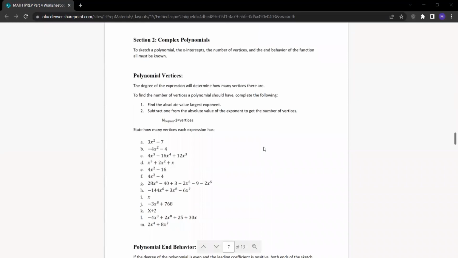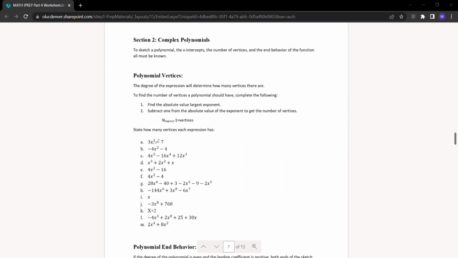Now we'll talk about complex polynomials. Complex polynomials have to do with our vertices, our end behavior, our x-intercepts, and graphing. To sketch a polynomial, you have to find all of those things. First we'll start with vertices. The degree of the expression will help determine how many vertices there are. Remember that the degree of an expression is the highest exponent in that expression.